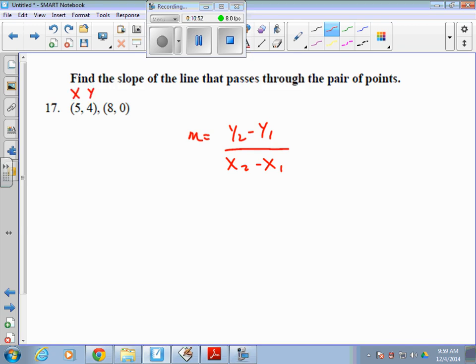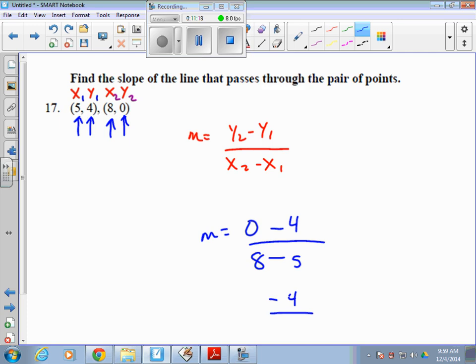X comma y, point 1 sub 1, point 2 sub 2. So your M value is your y sub 2, that's this, 0, minus your y sub 1, 4, over your x sub 2, 8, minus your x sub 1, 5. 0 minus 4 is negative 4. 8 minus 5 is 3. Your M value is negative 4 over 3.